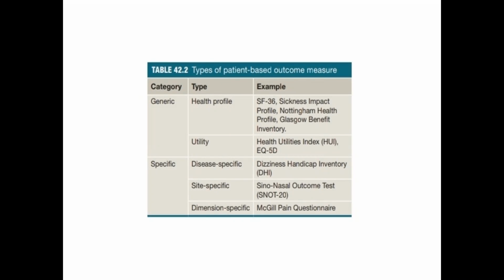And specifically, you have the Dizziness Handicap Inventory (DHI), and site specifically, if you want to see SNOT-20, what is that? Sinonasal Outcome Test, SNOT-20, and dimension specific, you can go for the McGill Pain Questionnaire. So specifically, you have got the McGill Pain Questionnaire. That is also very important.